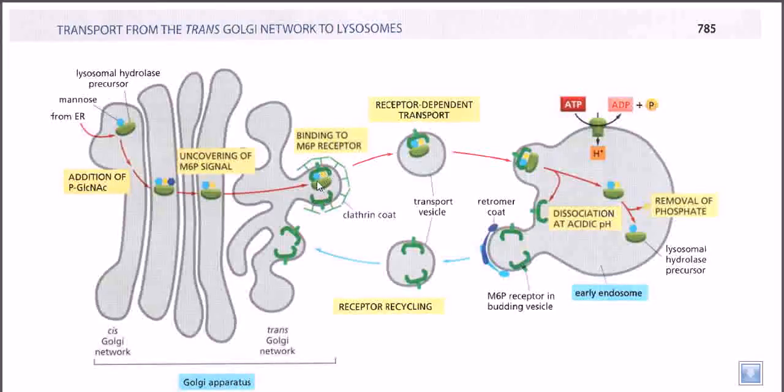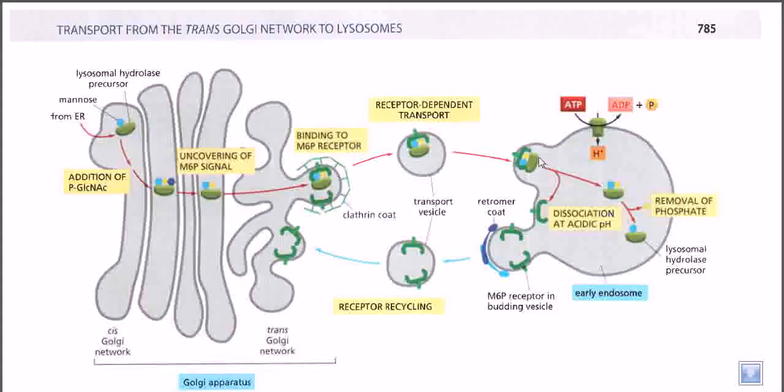After the attachment, clathrin molecules come in, coat the whole thing, pinch it out, and finally make a vesicle of it. This vesicle is carried by the receptor-dependent transport machinery from the trans-Golgi network towards the lysosome, which is called the early endosome state of the lysosome. The vesicle comes in and fuses with the early endosome, and it will release this precursor molecule of hydrolase. But this release needs an acidic environment.